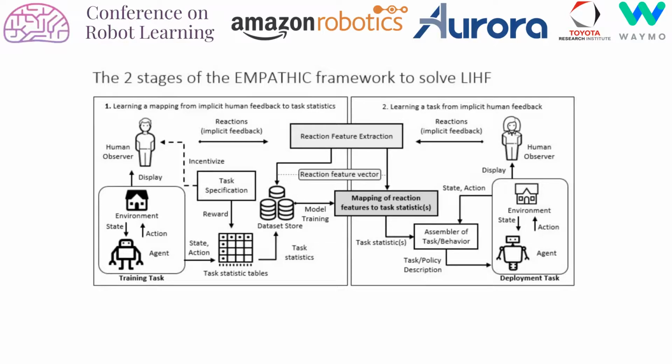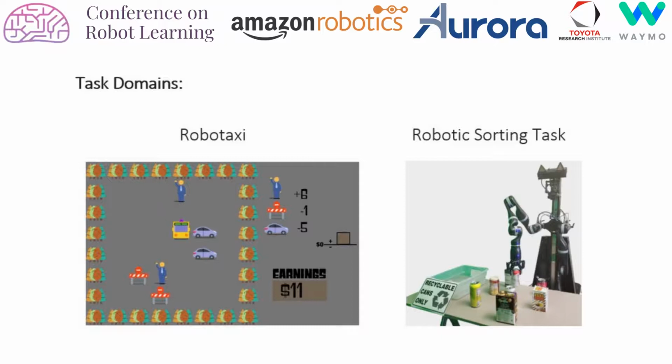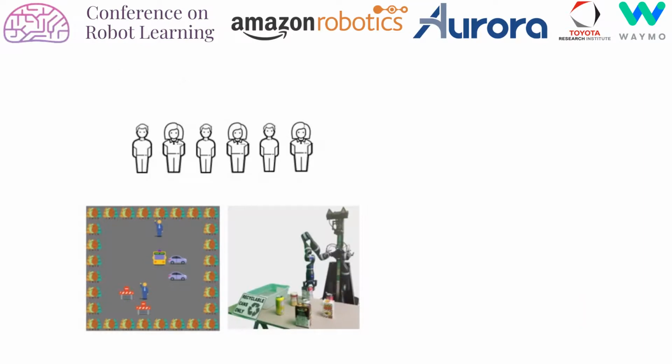In this work, we focus on modeling implicit human feedback in the form of facial reactions and predicting reward categories. We designed two task domains, a simulated game we named Robotaxi, and a robotic sorting task. We recruited participants to observe agents acting in these two domains and told them that their financial payout will be determined by the amount earned by these autonomous agents.